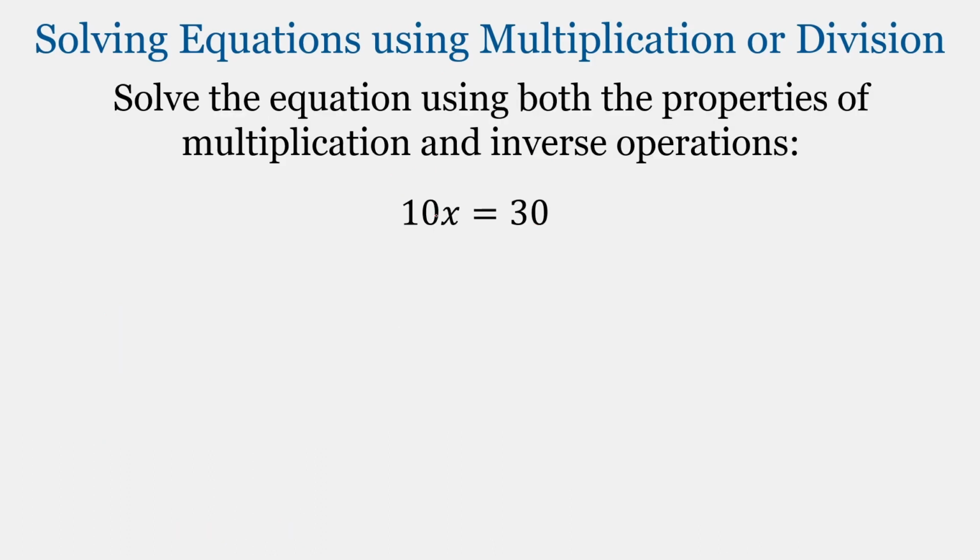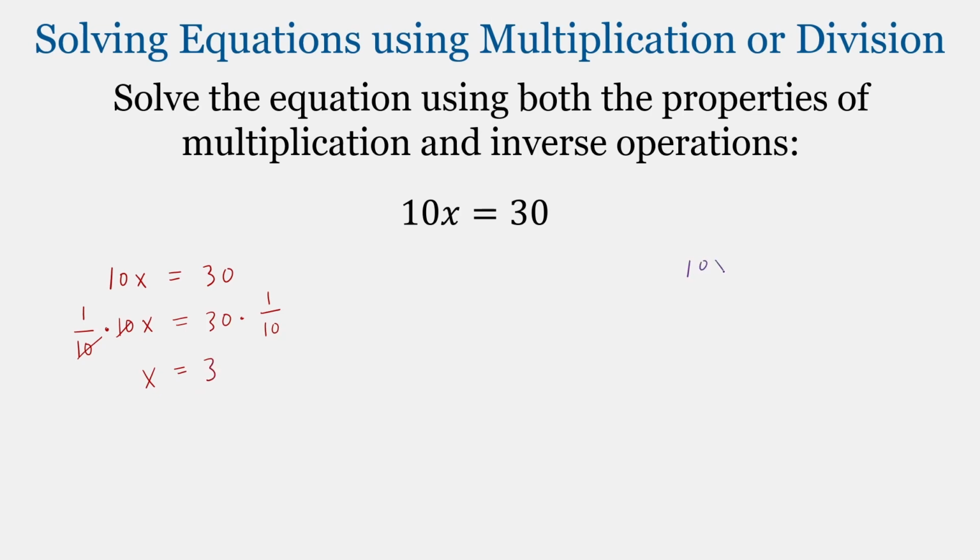So let's solve this equation using first the properties of multiplication and then inverse operations. So if we have 10x equal to 30, to change this coefficient from 10 to 1, we're going to multiply by its reciprocal. The reciprocal of 10 is 1 over 10. So 1/10 times 10x. And then what we do to one side, we have to do to the other. So we're going to multiply this side by 1/10. We do the arithmetic. Gives us x on the left side and 3 on the right.